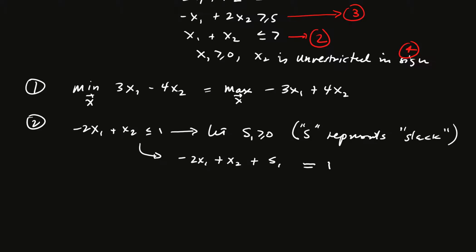Good. Now the same thing is going to happen to constraint 3. If we have x1 plus x2 less than or equal to 7, let s2 be greater than or equal to 0. Again, S represents slack. So then I'm going to rewrite x1 plus x2 plus s2. I'm going to leave a space there for s1 because later on we're going to, well, I don't need to do that right now, I guess. Plus s2 equals 7.